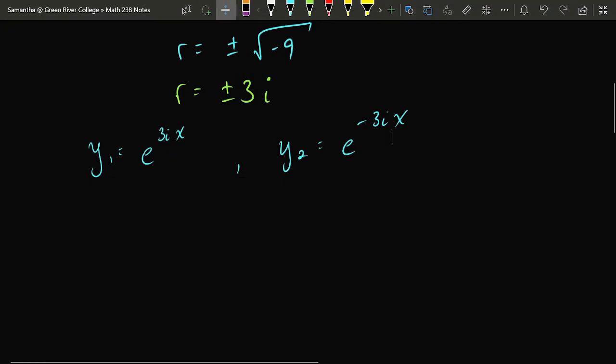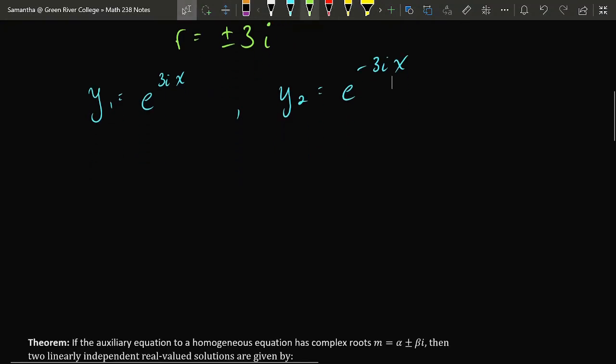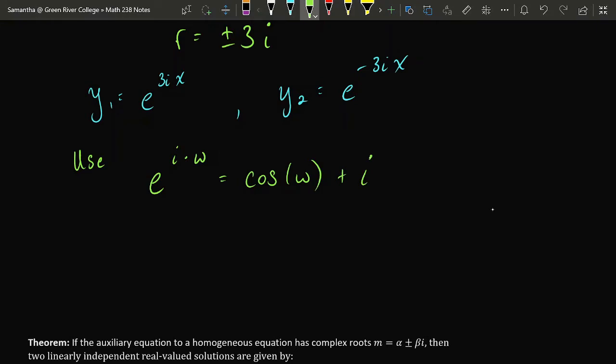So what we're going to use is the fact that if you take e to the power i times something, maybe I'll just call it i times w, then that's equivalent to cosine of w plus the imaginary number i times sine of w. This is a consequence of looking at the Taylor series for e, cosine, and sine.